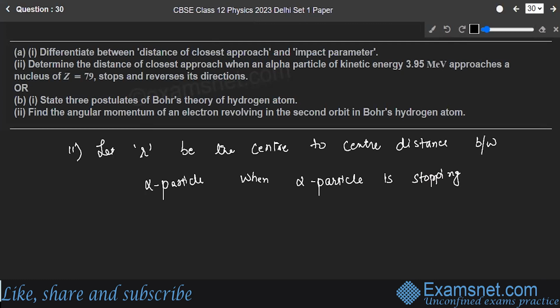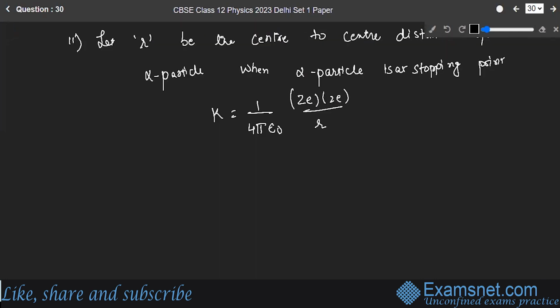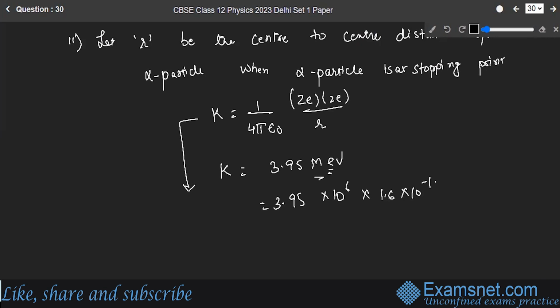When the alpha particle is at the stopping point, then K is equal to 1 upon 4 pi epsilon naught times Ze into 2e upon R. You are given that K is equal to 3.95 MeV. So this becomes 3.95 into 10 power 6 into e, which is 1.6 into 10 raised to power minus 19 joules.